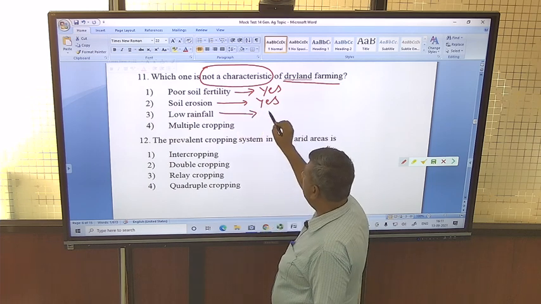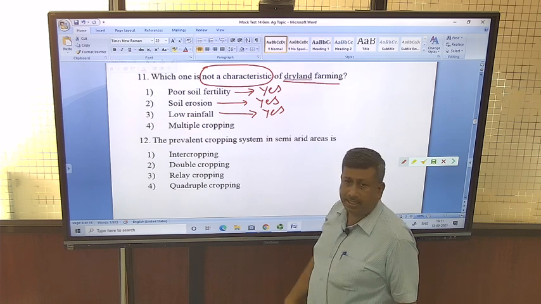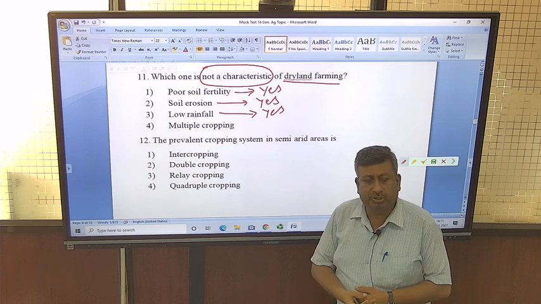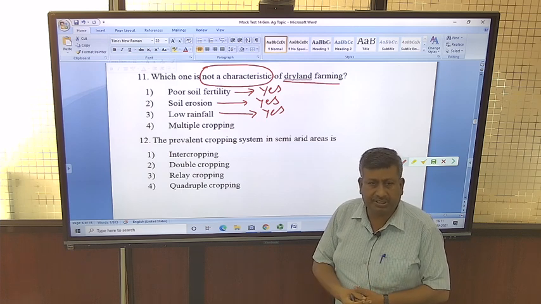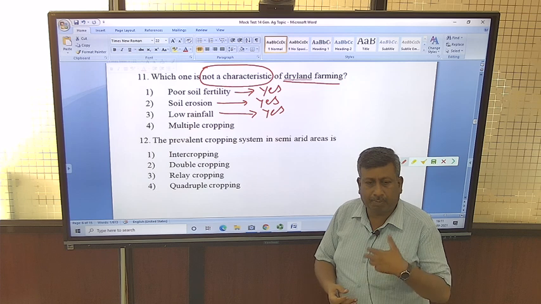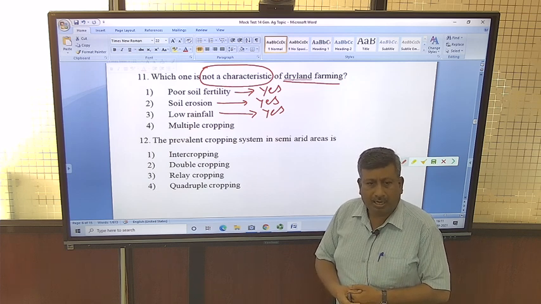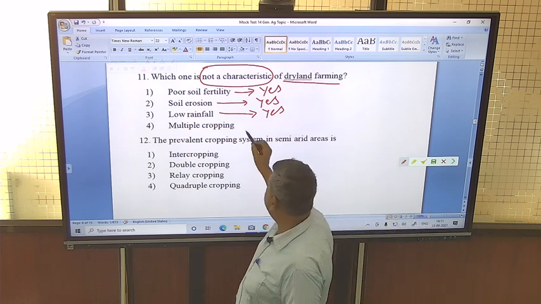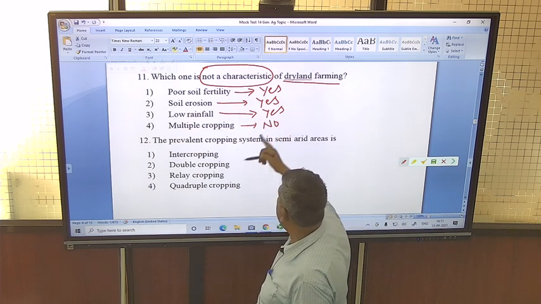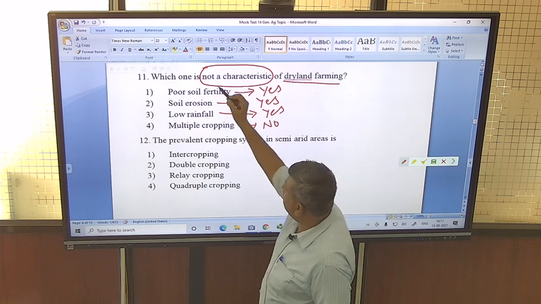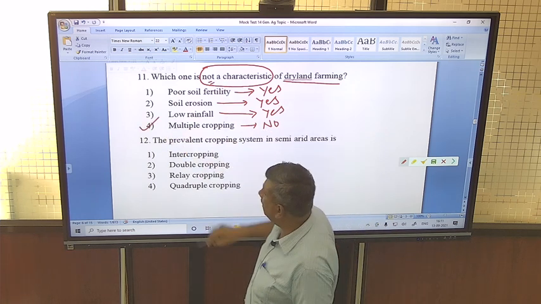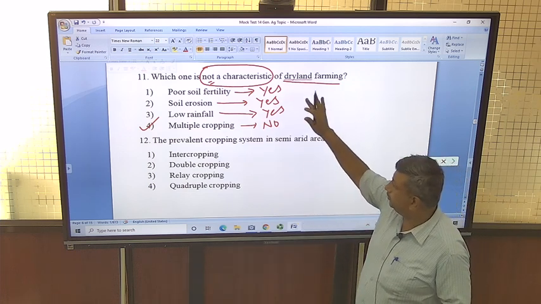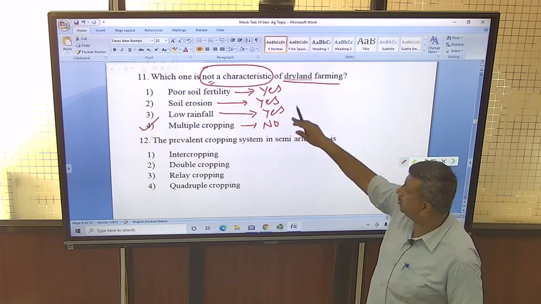Low rainfall is also a problem, but multiple cropping is not adopted in dryland area. Multiple cropping is adopted in those areas where irrigation facilities are available. So multiple cropping, double cropping, triple cropping, quadruple cropping are practiced in irrigated areas where we can provide irrigation. So multiple cropping is not a characteristic. Write in this way, then choose this answer. Otherwise, your option may be wrong. So do such types of questions in this way.